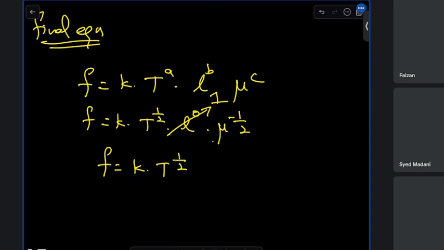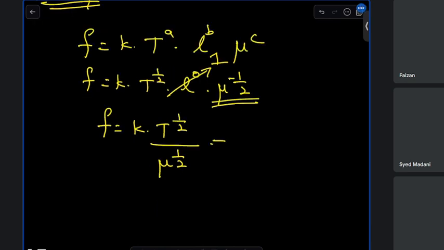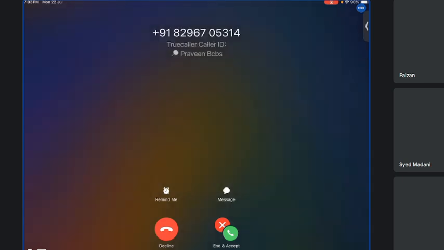Think for a second. The power of mu is minus, so I'll send that mu to the denominator. Mu to the power 1 by 2 is there. Just now I told you, whatever to the power 1 by 2 means.